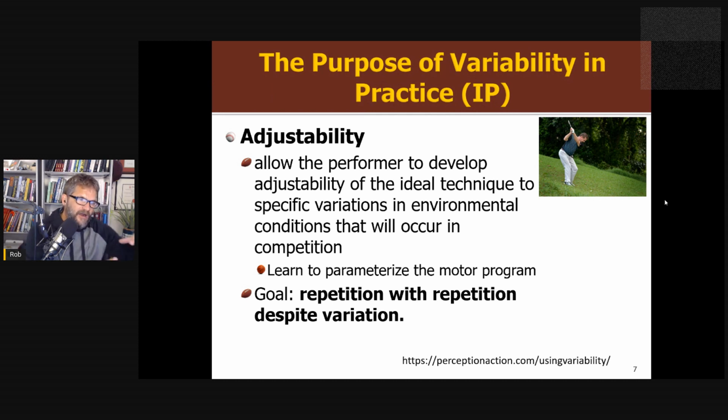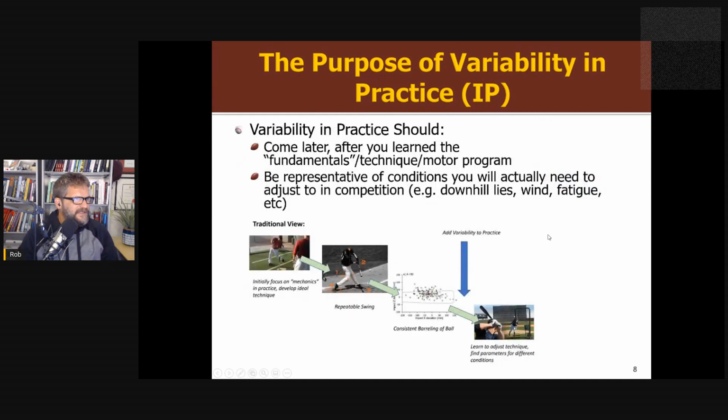So we're forcing our ideal to be able to reparameterize in our motor program to work under different conditions. Okay, so that's kind of a fundamental idea. So from that, we can understand how we should be using variability of practice if we follow this traditional approach, right? We should learn the fundamentals first, right?